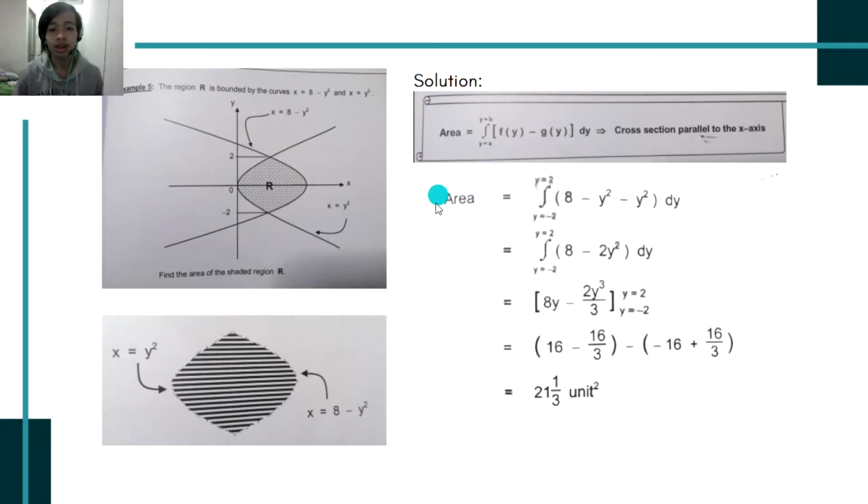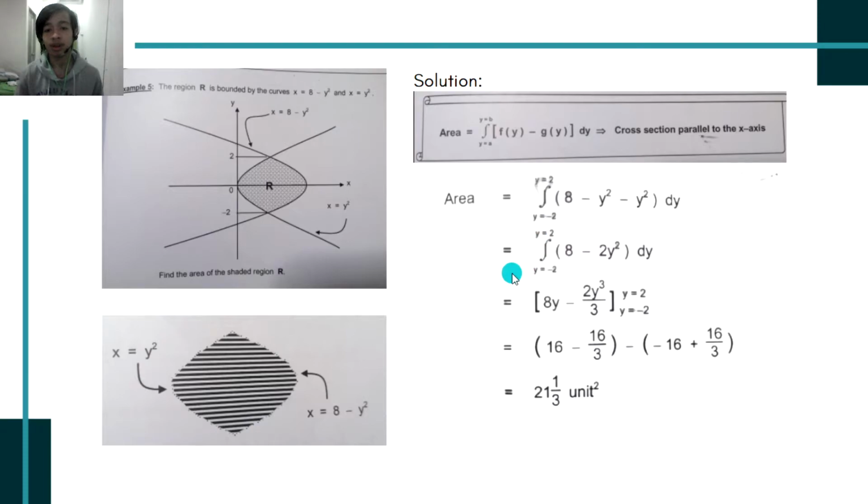So here is our setup. Area is equal to our integral, upper limit 2, lower limit negative 2. We get this from the y-axis since our cross sections are parallel to the x-axis. So we take negative 2 and 2 and put it here. And then our right side curve, which is 8 minus y squared, minus our left side curve, which is y squared, and don't forget dy.